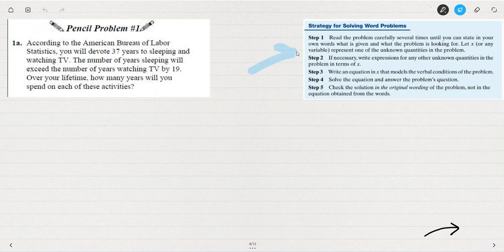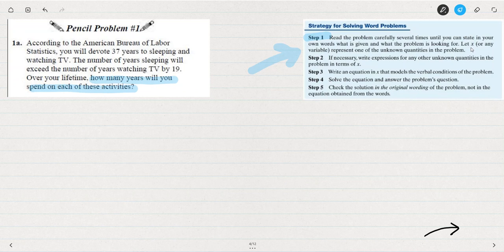We're going to apply a set of steps, a strategy for solving word problems that comes out of our textbook. The first step is to read the problem, and sometimes read it a few times, to make sure you understand it. One important piece of that is to be able to pull out what the question is. Notice that the question is: how many years will you spend on each of these activities? So I'm going to go right through the steps. Number one, I've read the problem carefully.